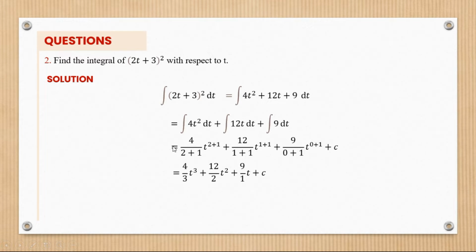So now here we have 4 over 3 t cubed plus 12 over 2 t squared plus 9 over 1 t plus c. Now this 12 divided by 2 is 6. So now the answer will be 4 over 3 t cubed plus 6t squared plus 9t plus c, and that is the answer we are looking for.